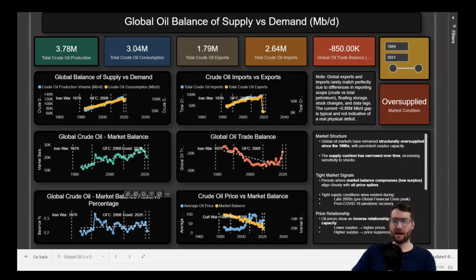So the model is part of a broader framework building across oil, LNG, and global supply chains. If you're working in energy or commodities and want a better understanding of how these dynamics impact your business, feel free to reach out.